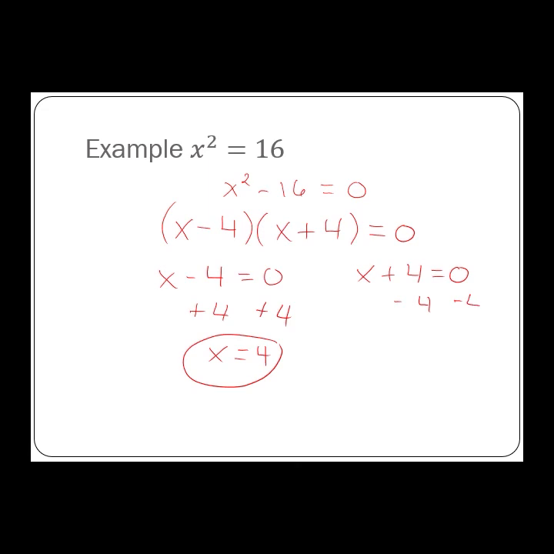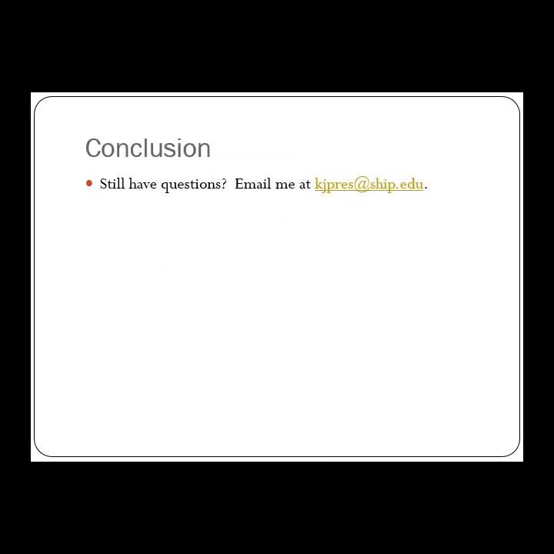or x equals -4. Some people just take a square root and say the answer is 4. No, there really are these 2 different factors that you get. You get 4 or -4. If you have any questions, let me know.